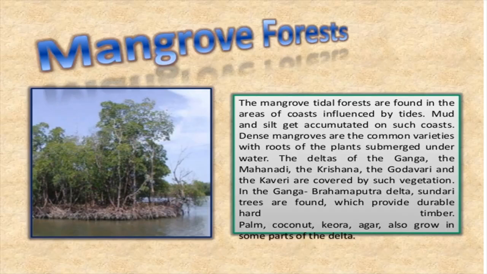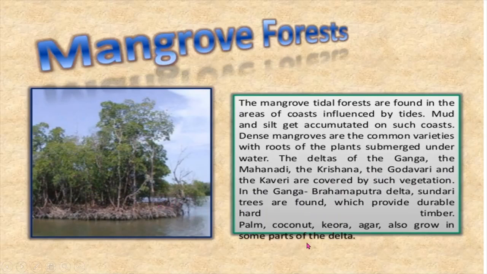And next, the fourth and the last one is the mangrove forest, which we find near the coast or the deltas. These types of trees have roots which penetrate into the water or into the silt mud. The deltas of the Ganga, Mahanadi, Krishna, Godavari, and Kaveri are covered with this type of vegetation, and these provide hard timber.